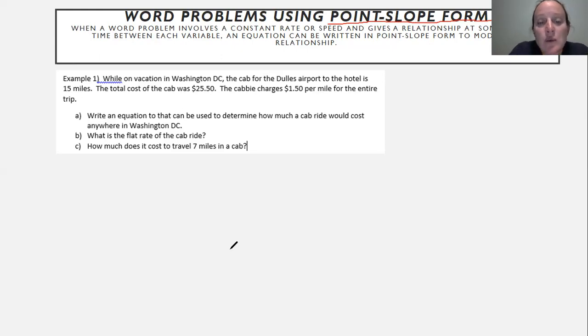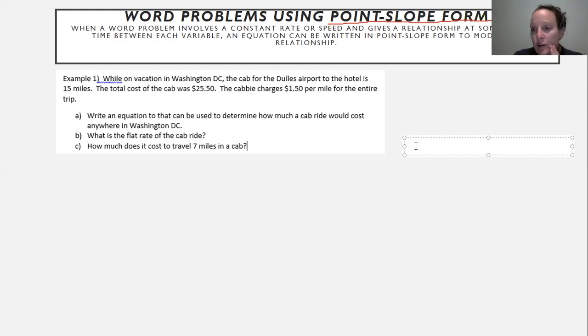While on vacation in Washington, D.C., the cab from the Dulles Airport to the hotel is 15 miles. The cab costs $25.50. The cabbie charges $1.50 per mile for the entire trip. Write an equation. Well, before I even write an equation, guys, I'm going to come over here off to the right, and I'm going to think about what it means.